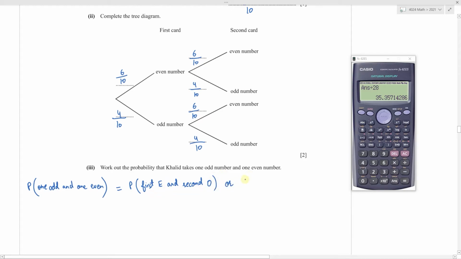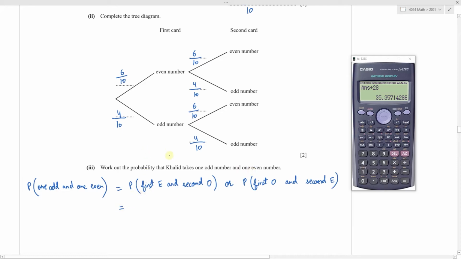But there's another way you can get one odd and one even: you take the first one and that is odd, and the second one that you take is even. This way you also have one odd and one even card. In the question you're asked for one odd and one even, so the order does not matter. You can have first even, second odd, or first odd and second even. Both ways you will end up with one odd number and one even number.